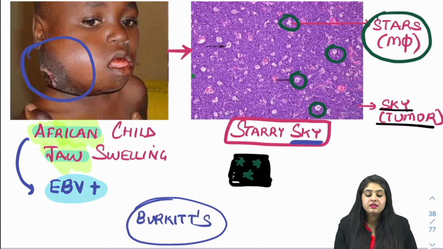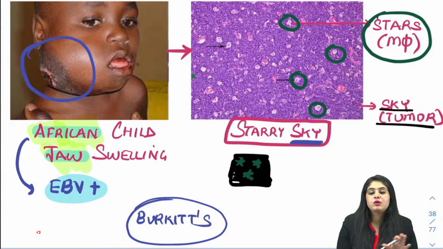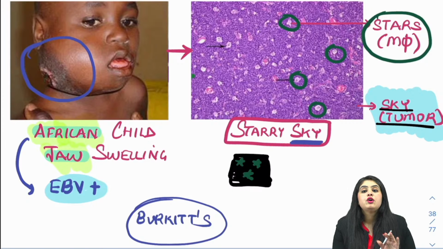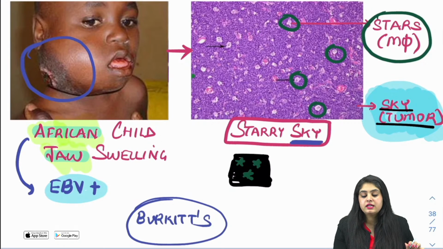So for this mnemonic, the fault is not in the stars. The fault is in the sky. The cancer part is the sky. Stars are nothing but macrophages, simple cells. The cancer is the sky part. That is about Burkitt's that you're going to get in the paper.